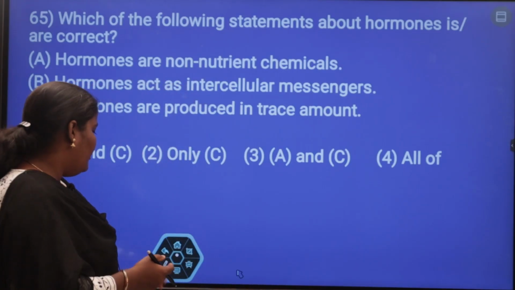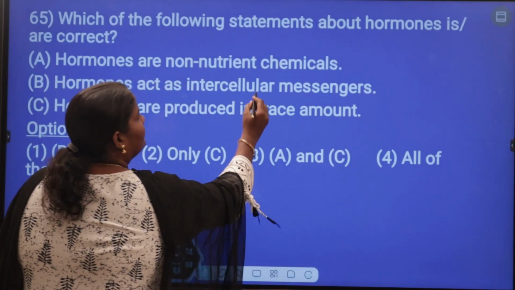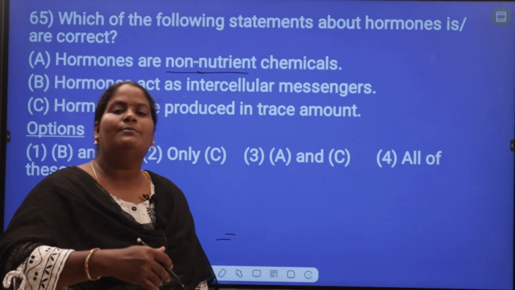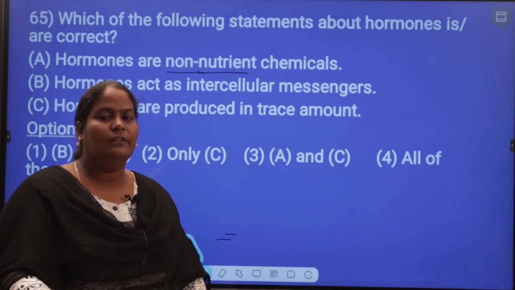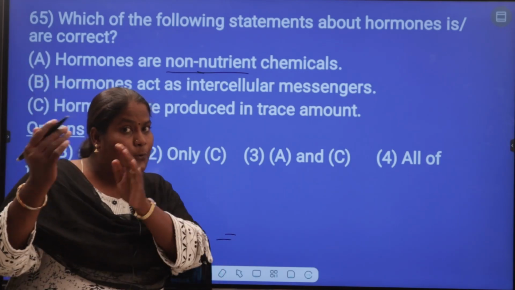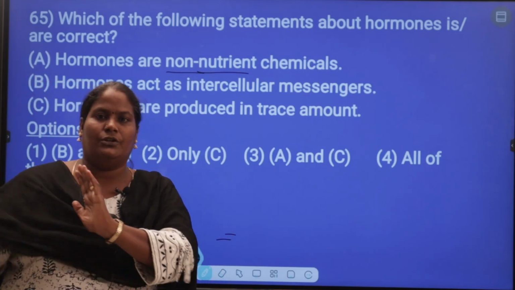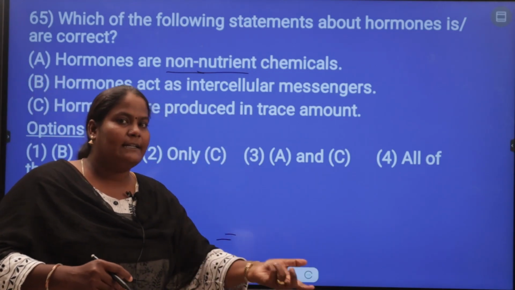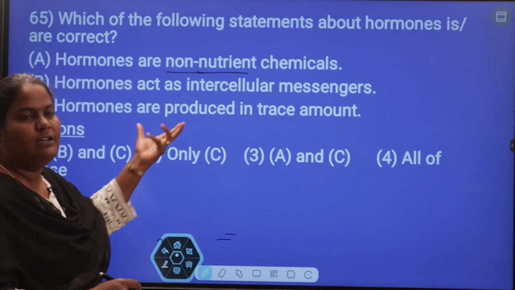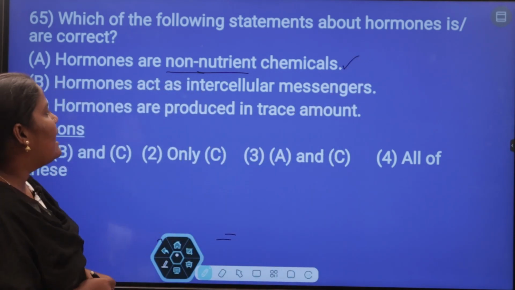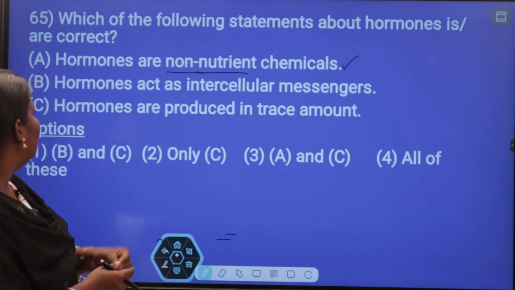So the word non-nutrient means hormones are not involved in normal metabolism or providing ATP. Glucose, proteins, fats, those kinds of chemicals are the nutrient chemicals. Hormones are the ones that trigger, like a catalyst, so they act as non-nutrient chemicals. The statement is right. Next one, hormones act as intercellular messengers.